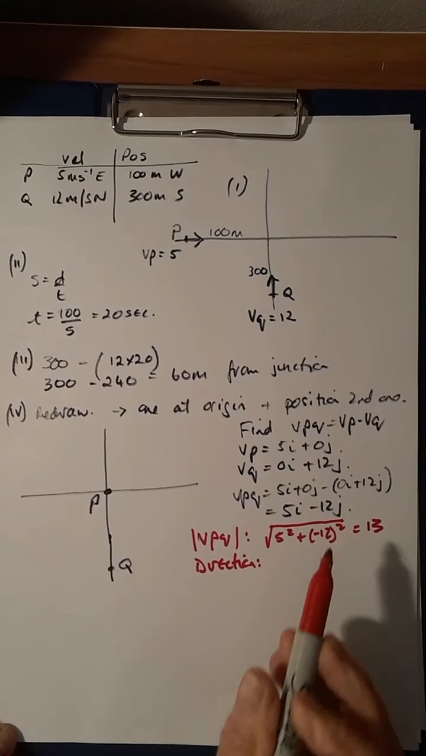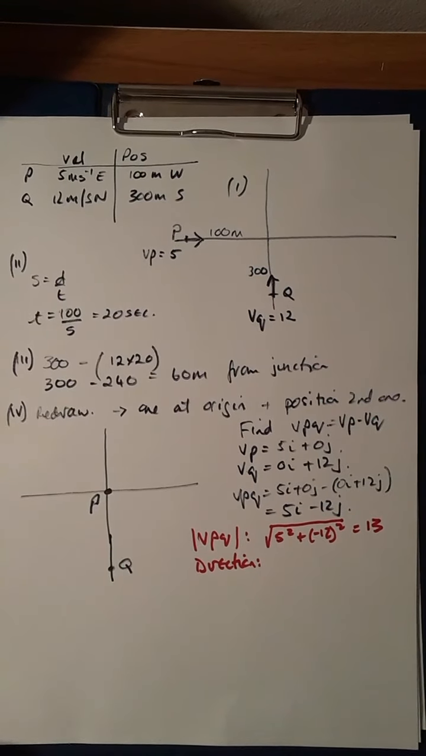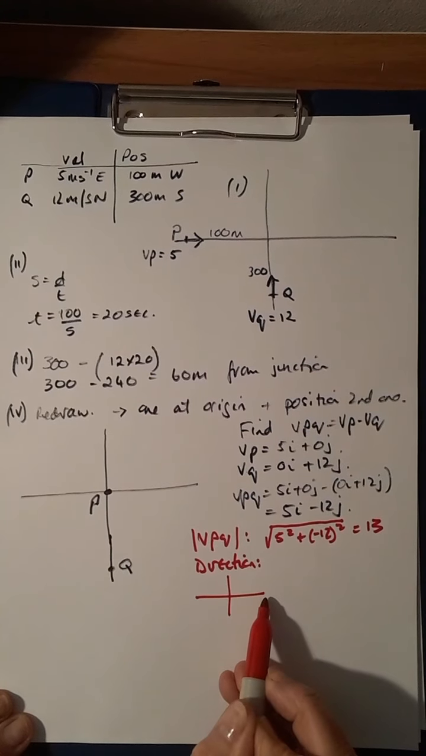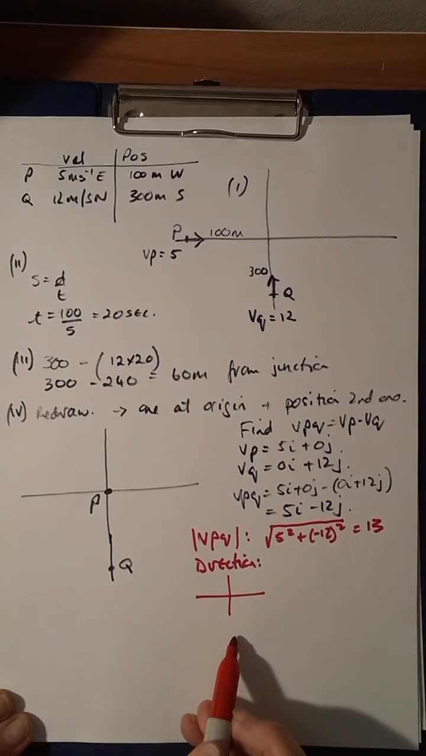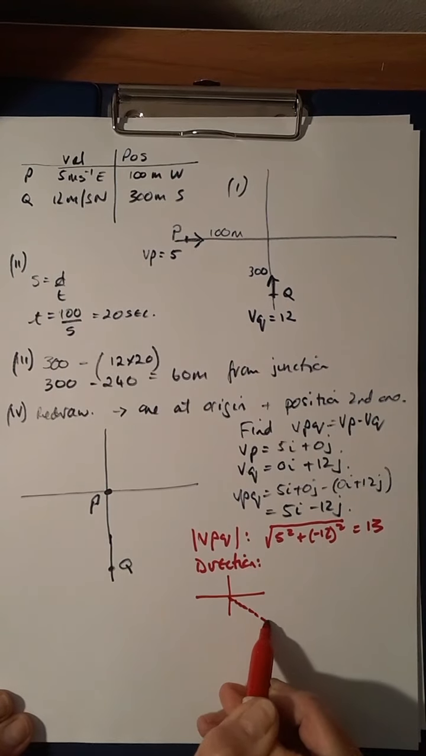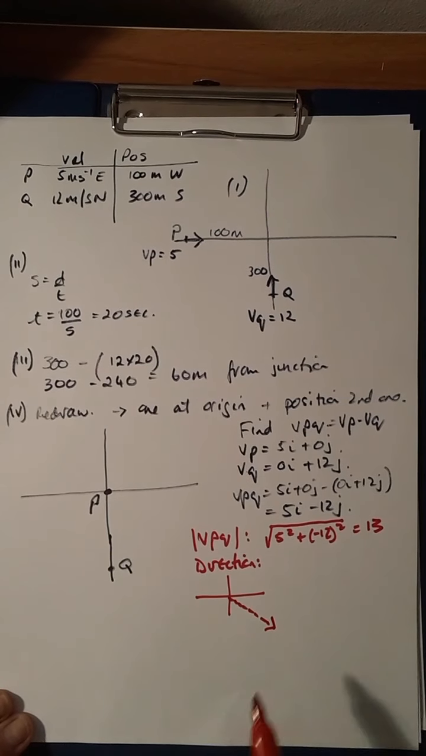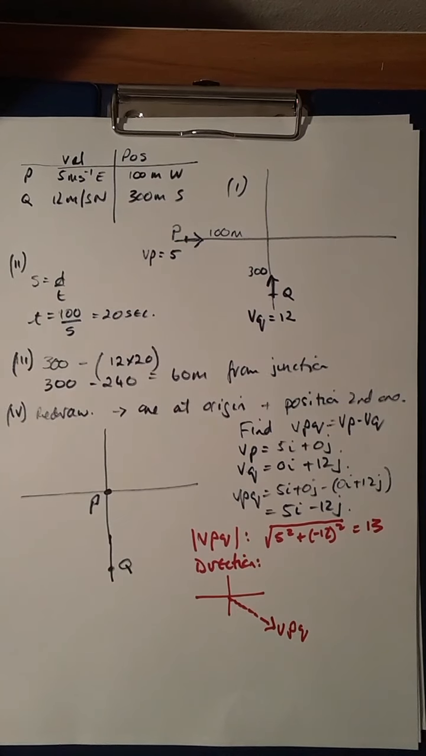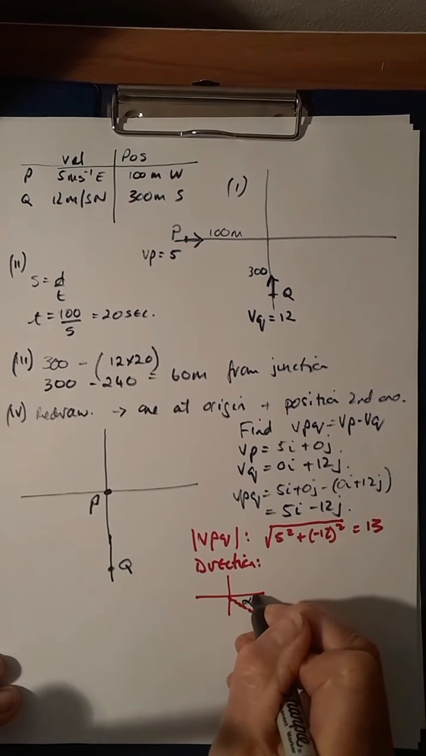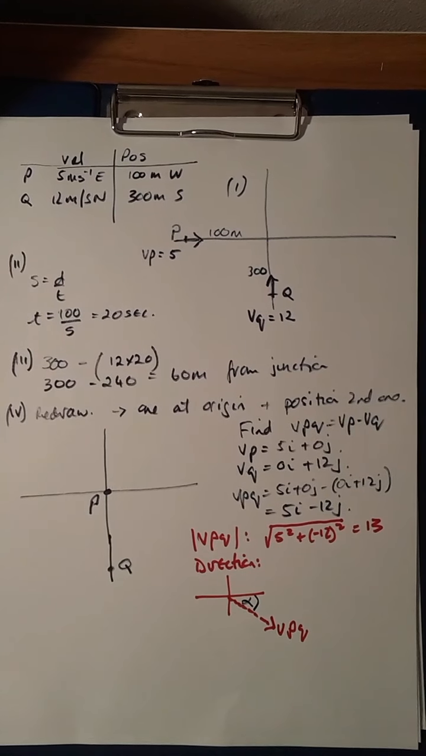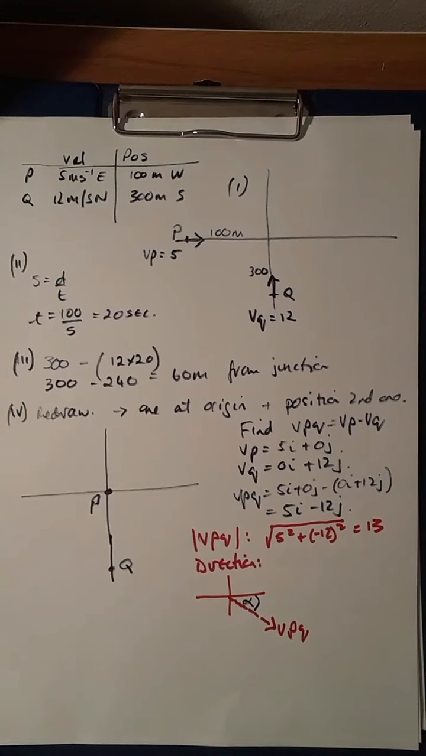The direction of this vector, 5i minus 12j, look at it. It's going 5 in the positive i direction, minus 12 in the j direction. So really, that vector is this kind of direction. That's what it is. So this is the VPQ, the direction of the VPQ vector. And this angle here, I'm going to call it alpha. The angle that it makes with the positive sense of the i-axis gives me its direction.